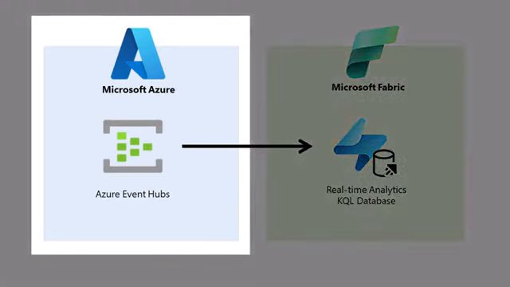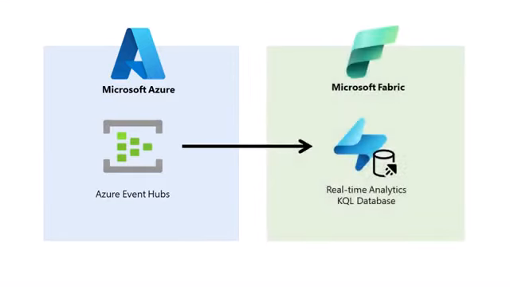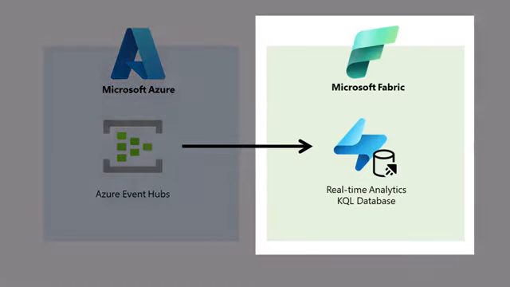Azure Event Hub is a data streaming platform that can stream millions of events per second with low latency. Azure Event Hub sits between event publishers and event consumers to decouple the production of events from the consumption of those events. On the other hand, Real-Time Analytics KQL database is a fast and highly scalable big data analytics tool that can get and analyze huge amounts of data in real time.